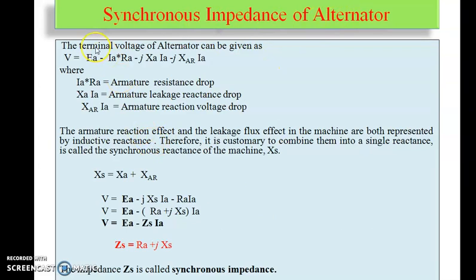Now as we know, by using this previous discussion, the terminal voltage of alternator can be given as V equals EA, that is the induced EMF of the armature of the alternator. V equals EA minus IARA minus JXAI minus JXARI. Simple काय, माझं टर्मिनल व्होल्टेज मला किती मिळणार आहे बाहेर, टर्मिनल व्होल्टेज म्हणजे the voltage which is available at the terminal, V equals to EA, that is induced EMF of alternator, minus IARA, म्हणजे काय, IARA equals to आर्मेचर रेजिस्टन्स ड्रॉप.